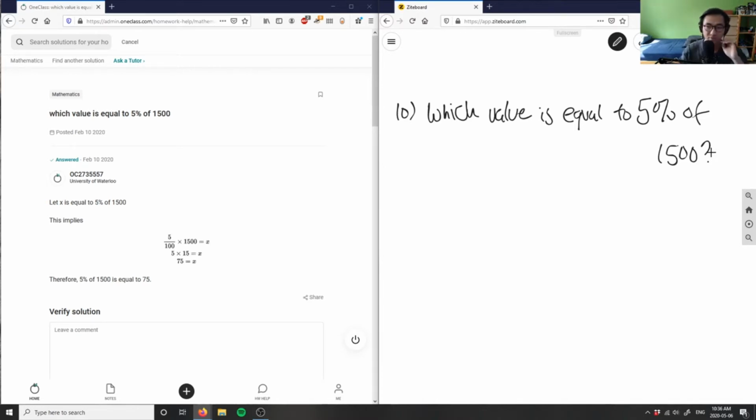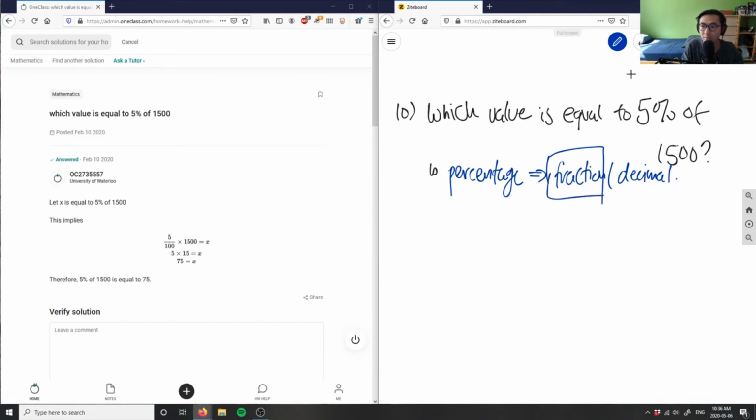So it says here which value is equal to 5% of 1500. Again, I can always convert this percentage into a fraction or decimal. And again, if you're not given a calculator on these assignments here, you would probably pick the fraction example here. So if I'm converting a percentage into a fraction, I get 5%.